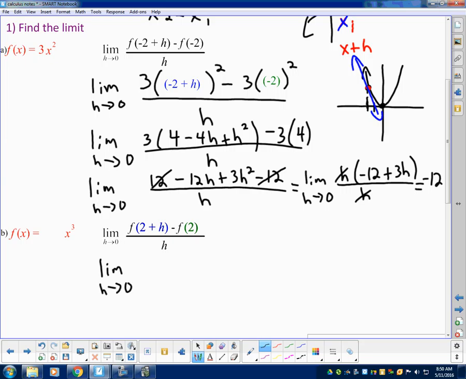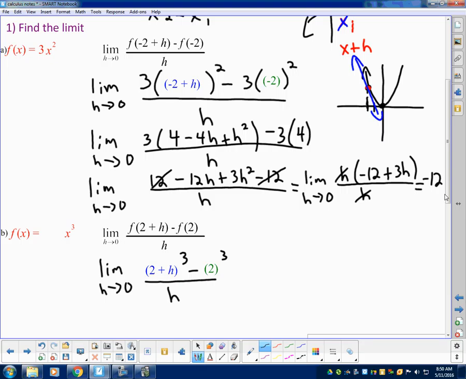Now I have a new function, right? And my new function is x cubed. So I'm going to take this 2 plus h, and I'm going to do what with it? I'm going to put it in here for x. And so it's going to be cubed. And then minus, I'm going to take the 2 here and do the same thing with it. Plug it in for x. And so that's cubed as well, all over h. All right.